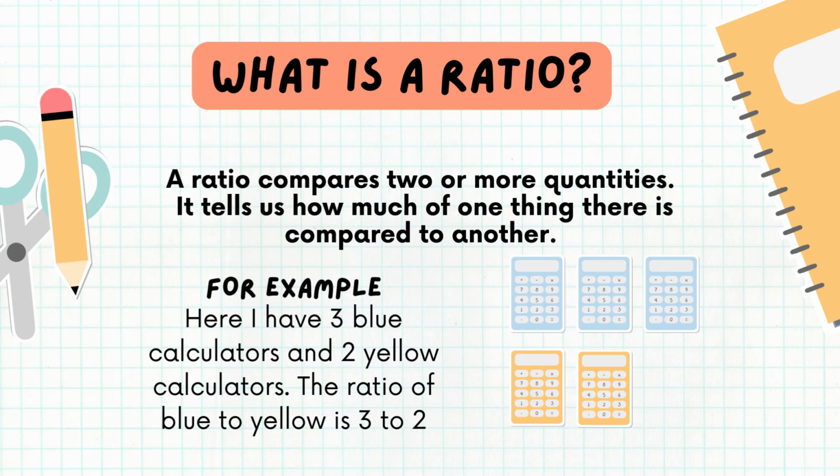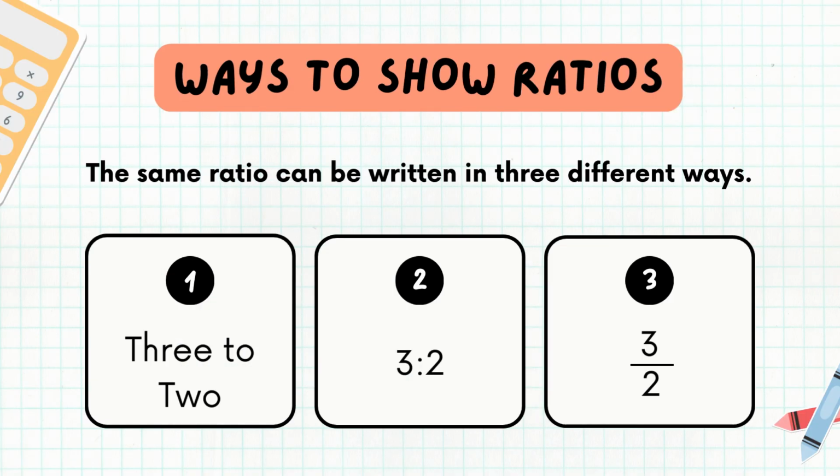A ratio compares two or more quantities. It tells us how much of one thing there is compared to another. For example, here I have 3 blue calculators and 2 yellow calculators. The ratio of blue to yellow is 3 to 2. And guess what? All 3 of these mean the same thing.